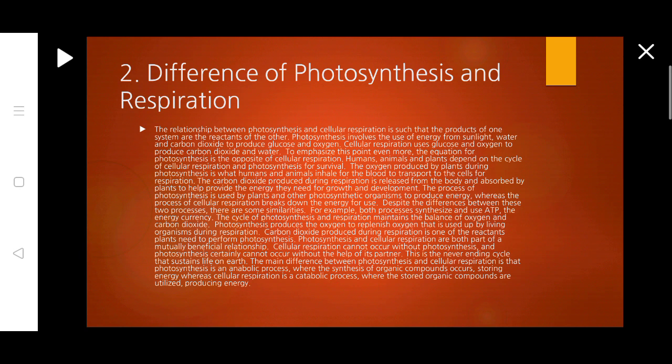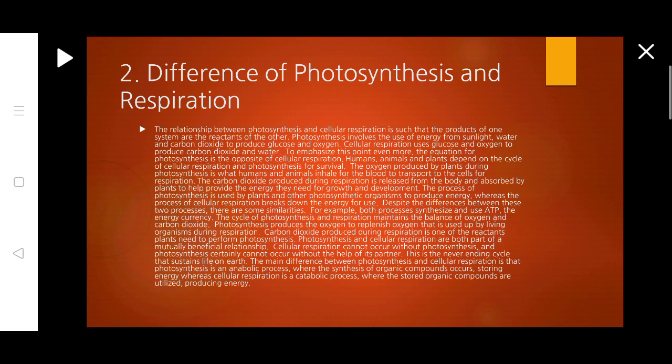Photosynthesis produces the oxygen to replenish oxygen that is used up by the living organisms during respiration. Carbon dioxide produced during respiration is one of the reactants plants need to perform photosynthesis. Photosynthesis and cellular respiration are both part of a mutually beneficial relationship. Cellular respiration cannot occur without photosynthesis, and photosynthesis certainly cannot occur without the help of its partner. This is the never-ending cycle that sustains life on Earth.